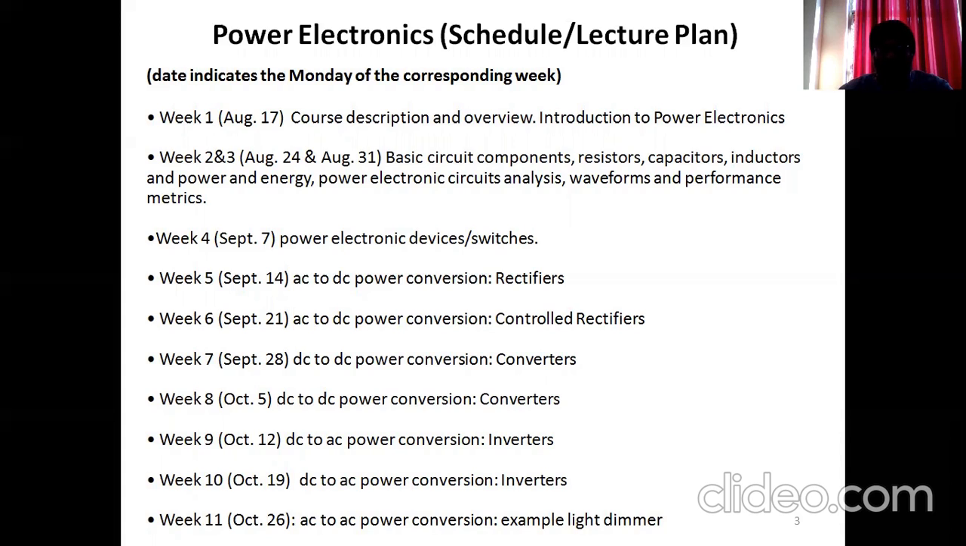Next, we will be doing DC to DC power converters, also called choppers. In these DC to DC converters, we'll be dealing with a few topologies and step up, step down types of converters. Next, we'll do DC to AC converters, also known as inverters. And then at the end, we'll be doing AC to AC converters, also called cycloconverters. And then we'll be doing the examples or some applications.